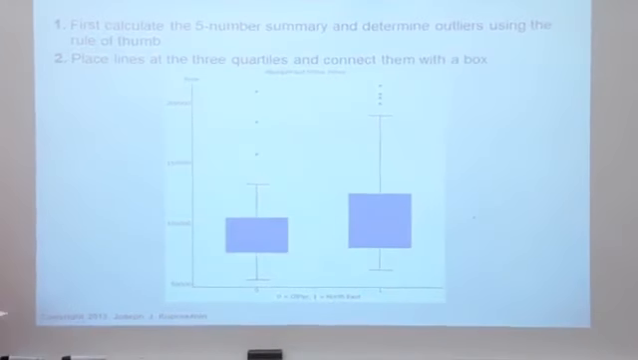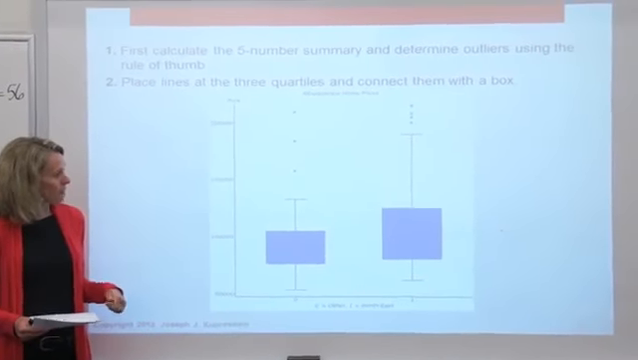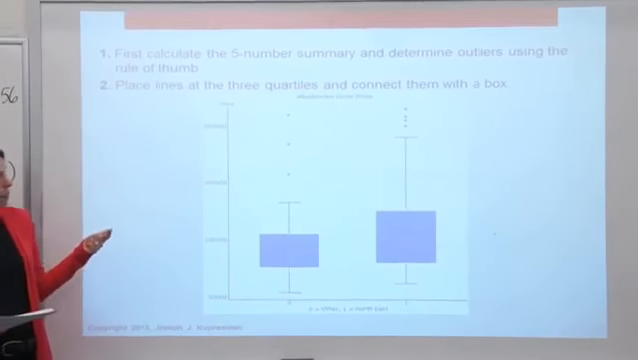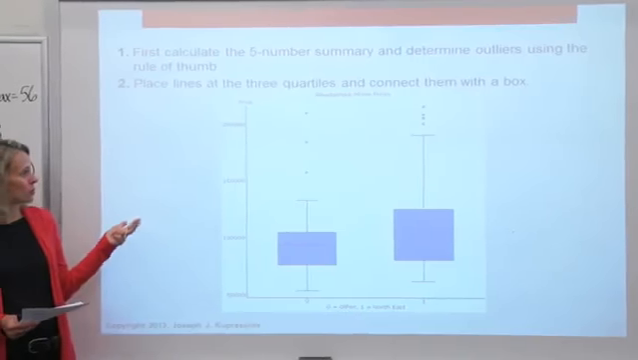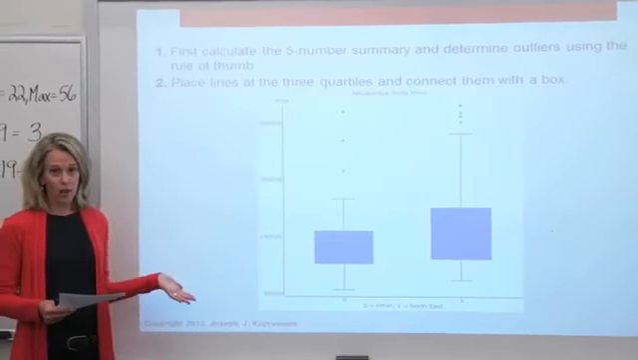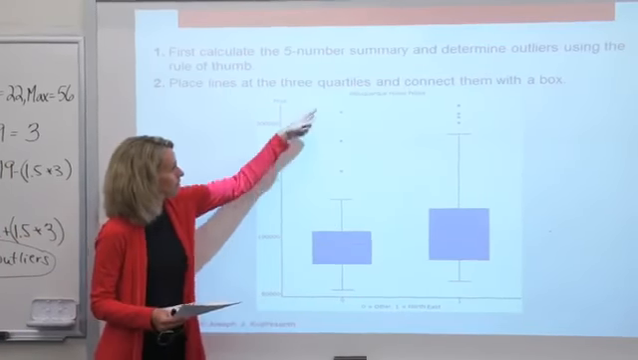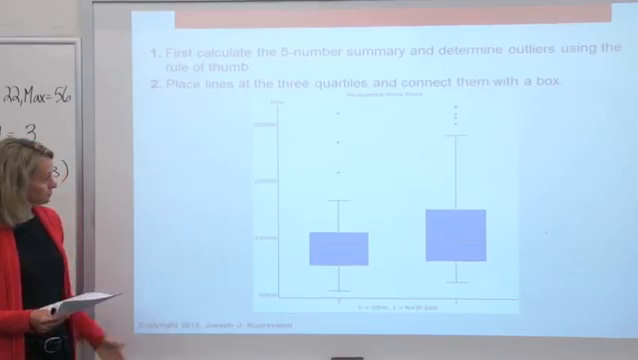Okay, so to construct a box plot, you first need that 5-number summary that we talked about last time. We need the minimum observation, Q1, Q2, Q3, and your maximum value. You'll use that to figure out if you have any outliers in your data set, because we're going to visually see those in our box plot.